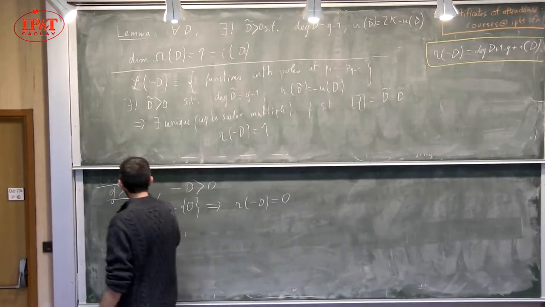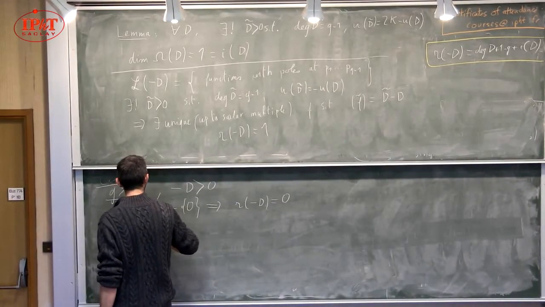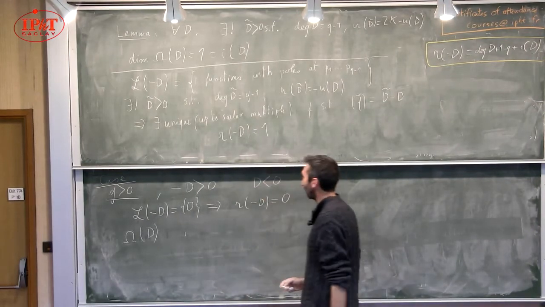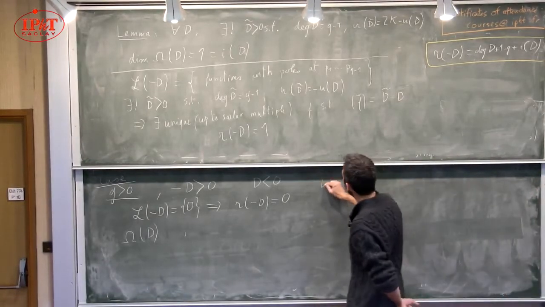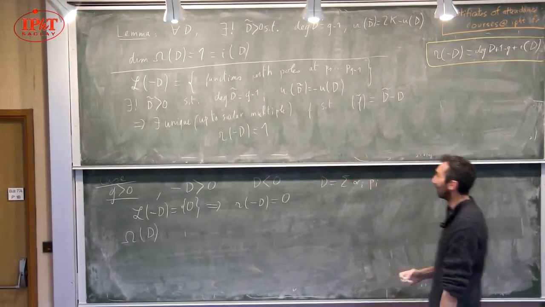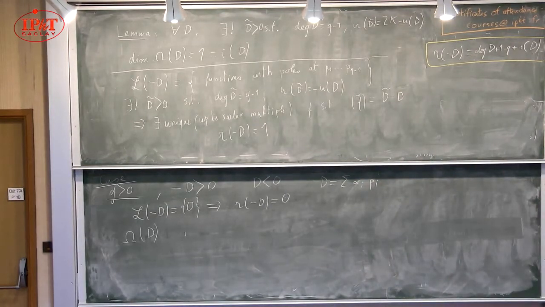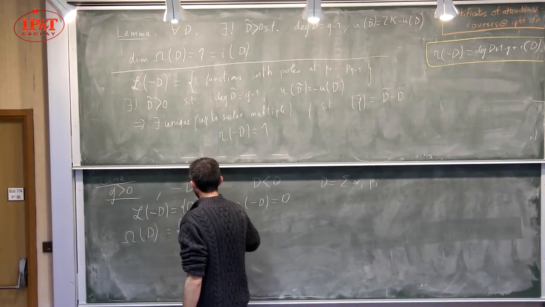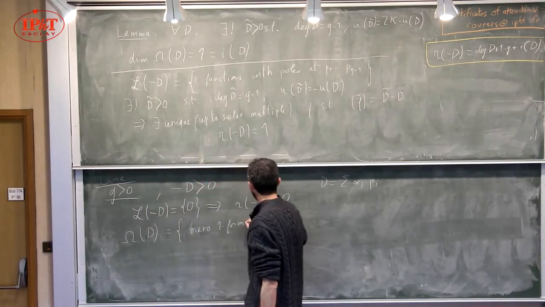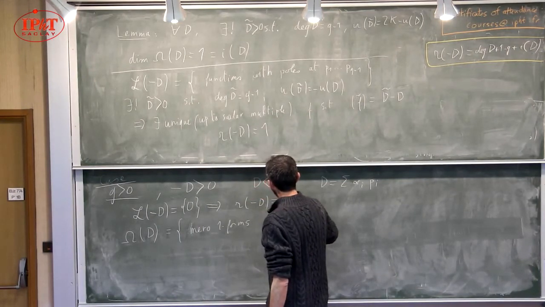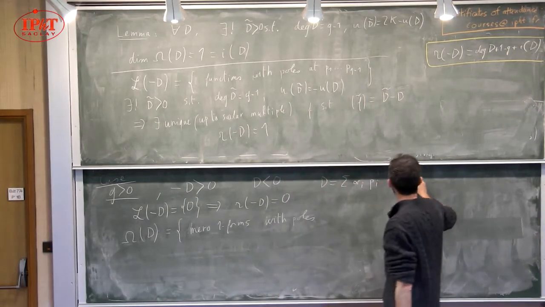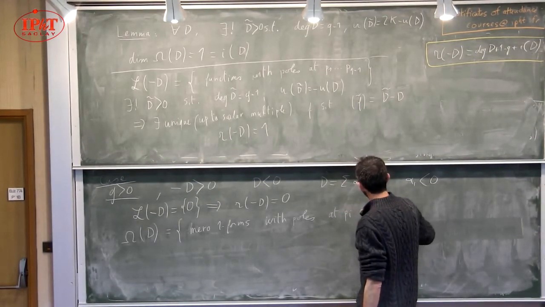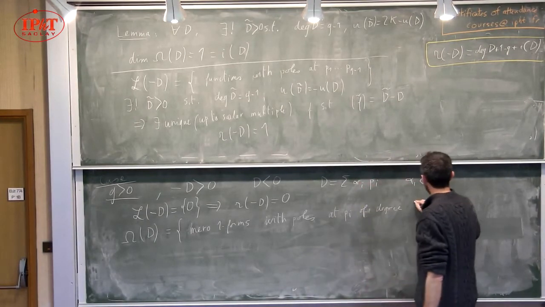Now let's again make explicit omega of D. So now it means that D is negative. Let's write D equals the sum of alpha i P i, and each alpha i is negative. We shall make it explicit. So it's the set of forms with poles at P i of degree larger than minus alpha.